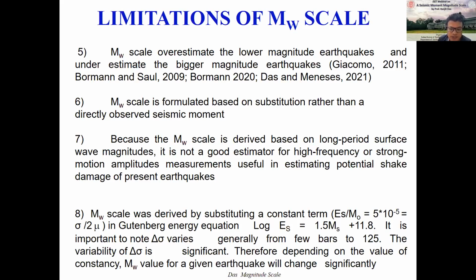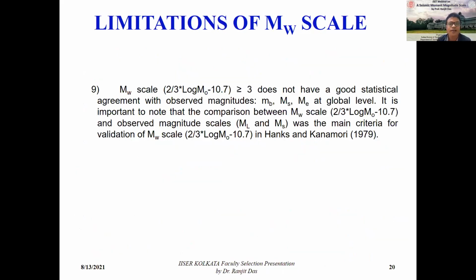Considering constant terms in developing this scale, it also does not have good statistical agreement with the observed magnitudes. In the development of the MW scale, he tried to compare with the MS and ML, the observed magnitudes. Whatever the moment magnitude gives, he tried to compare with the MS and ML.